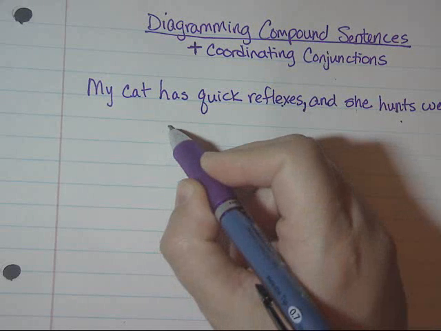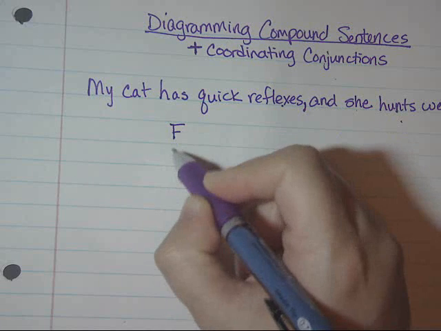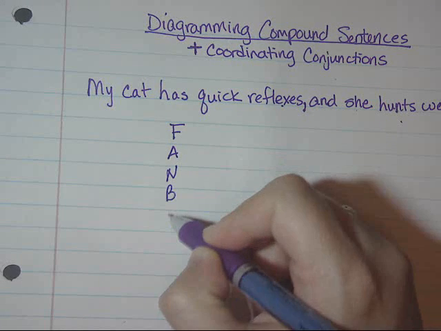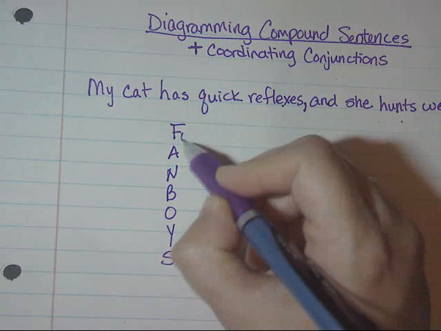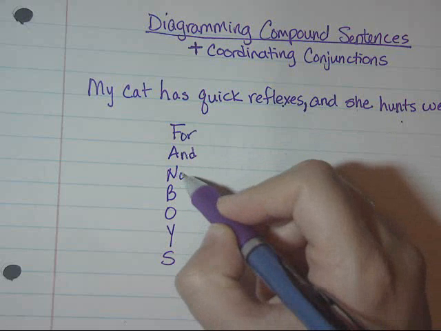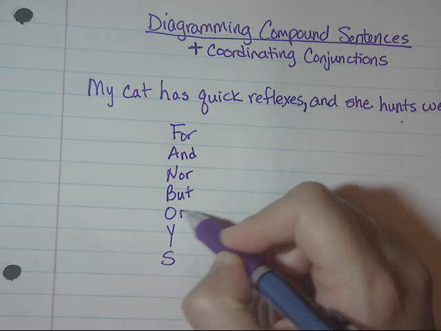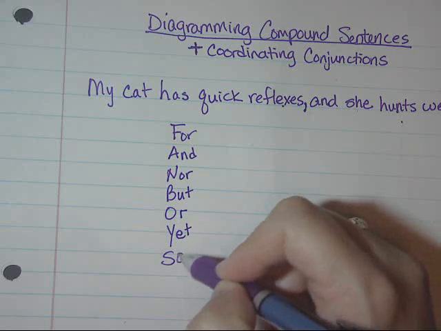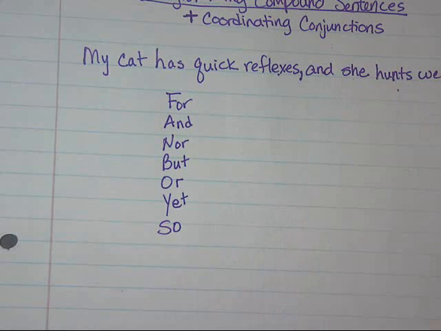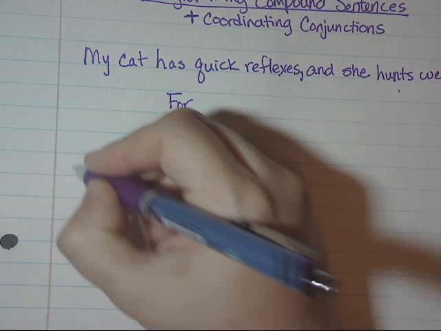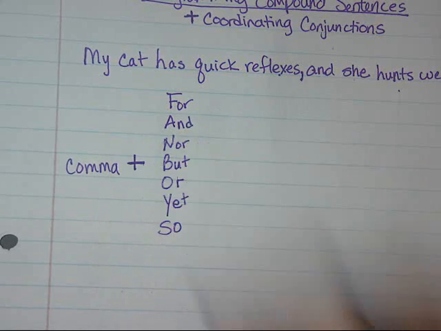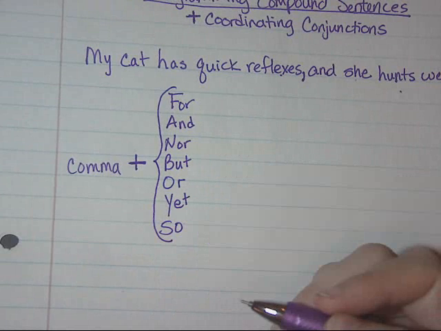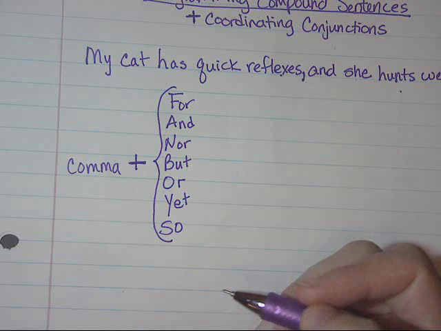I have a quick acronym you can remember this by. Fanboys. For, and, nor, but, or, yet. So, those are your coordinating conjunctions. Those are the words that can join, along with a comma, two full sentences to make a compound sentence.